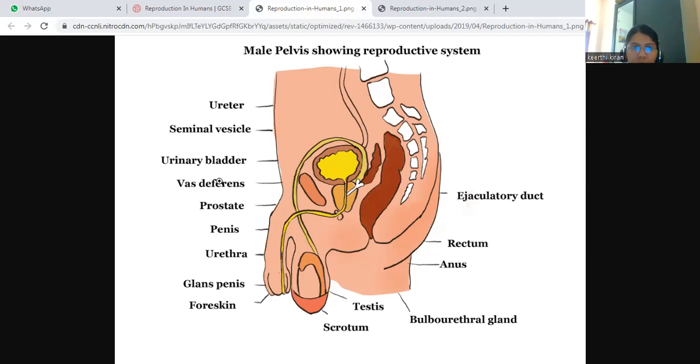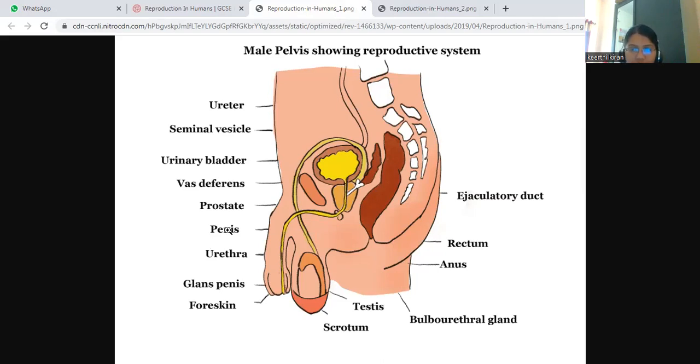Next is about the prostate gland and the seminal vesicles. When sperm reaches the urethra, fluid from the prostate gland and the seminal vesicles starts to be released. These secretions make the transportation of the sperm easier. So with the help of the seminal vesicles and prostate gland, the transportation of the sperm becomes very easy.